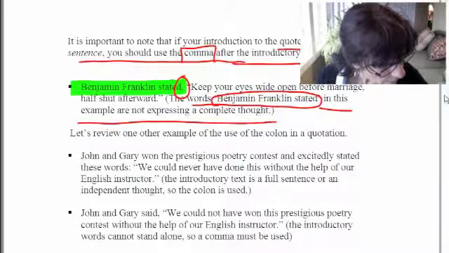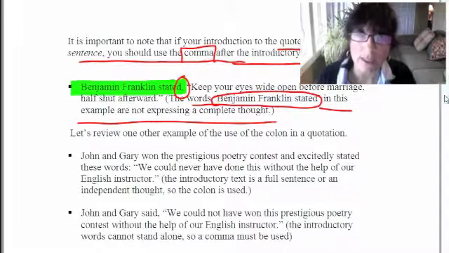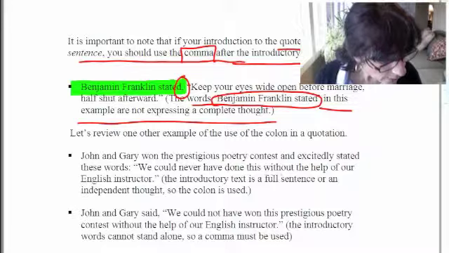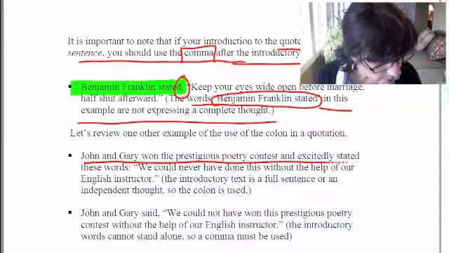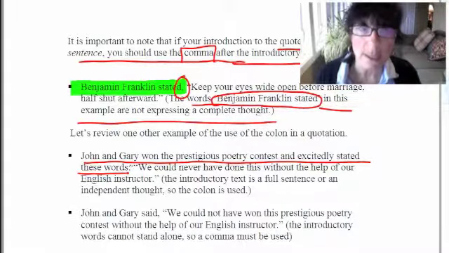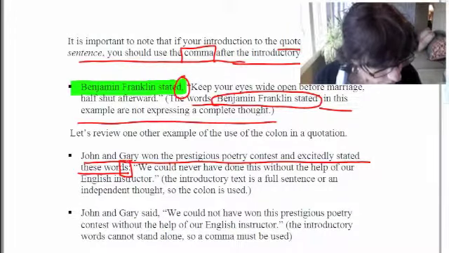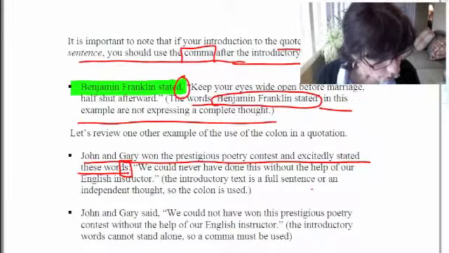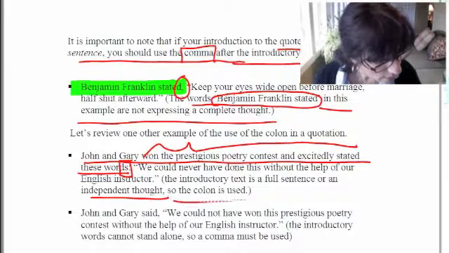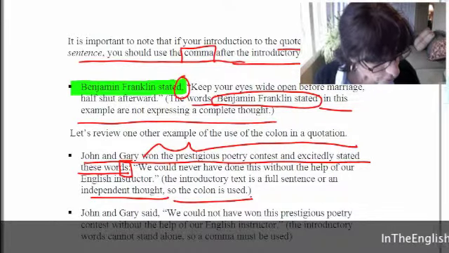I've provided you with one other example because it gets a little bit tricky, and I find the more examples that you're exposed to, the easier it is to follow the rules. Let's look at this quote. John and Gary won the prestigious poetry contest and excitedly stated these words. Now there is a complete thought. That's a sentence. Okay, that is a full sentence that could stand alone. So you use the colon, and here's their quote. "We could never have done this without the help of our English instructor." Okay, so because these introductory words form an independent thought, you use the colon.